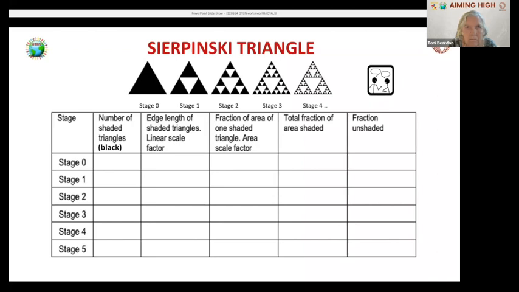I just wanted to clarify where it says edge length of shaded triangles. If you think of stage zero as being a unit length, so that is one unit length, then in stage one, when the triangles get smaller, that's what it's asking for. How much has the length of the side been scaled down or reduced by?